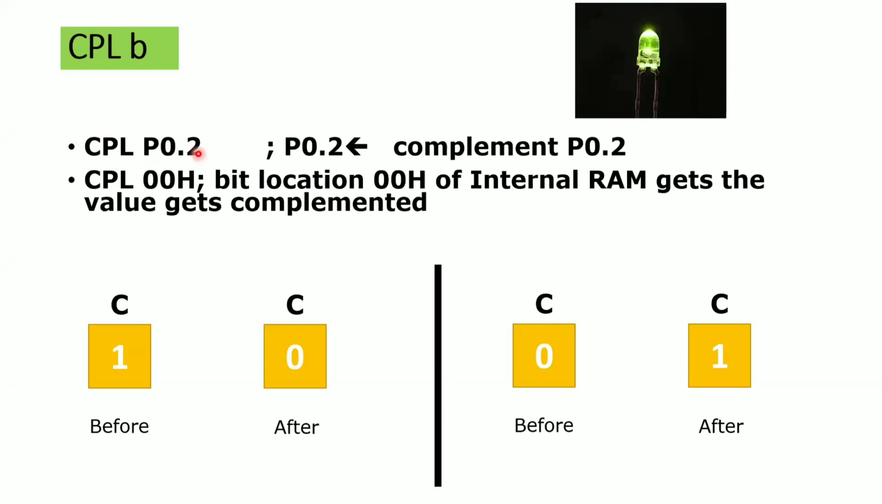What will happen? It will make that port 0.2 go 1, 0, 1, 0, 1, 0, because I have put it in the infinite loop. So if I connect an LED to that particular pin, what will happen? The LED continuously gets turned on whenever the value is 1, and turned off whenever the value becomes 0, because this is a complement bit.